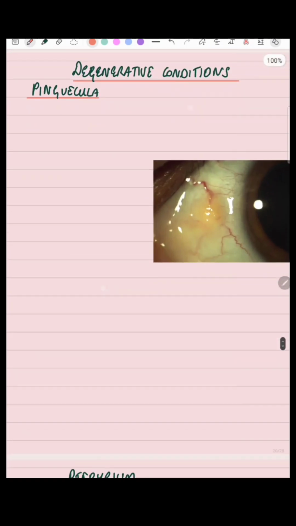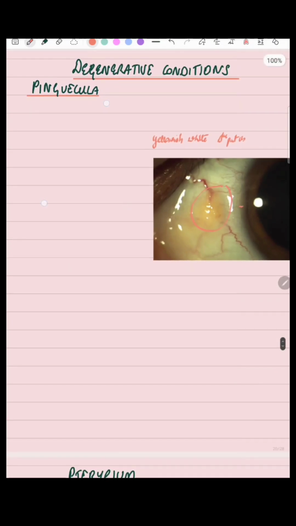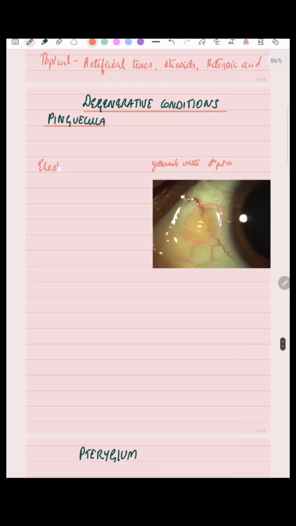Next we will go to degenerative conditions. First is pinguecula. Pinguecula is a yellowish white triangular patch on the bulbar conjunctiva near the limbus. It is elastotic degeneration of collagen fibers of the substantia propria, usually bilateral, stationary, with the nasal side affected first. It can become pterygium. Okay, that is pinguecula.